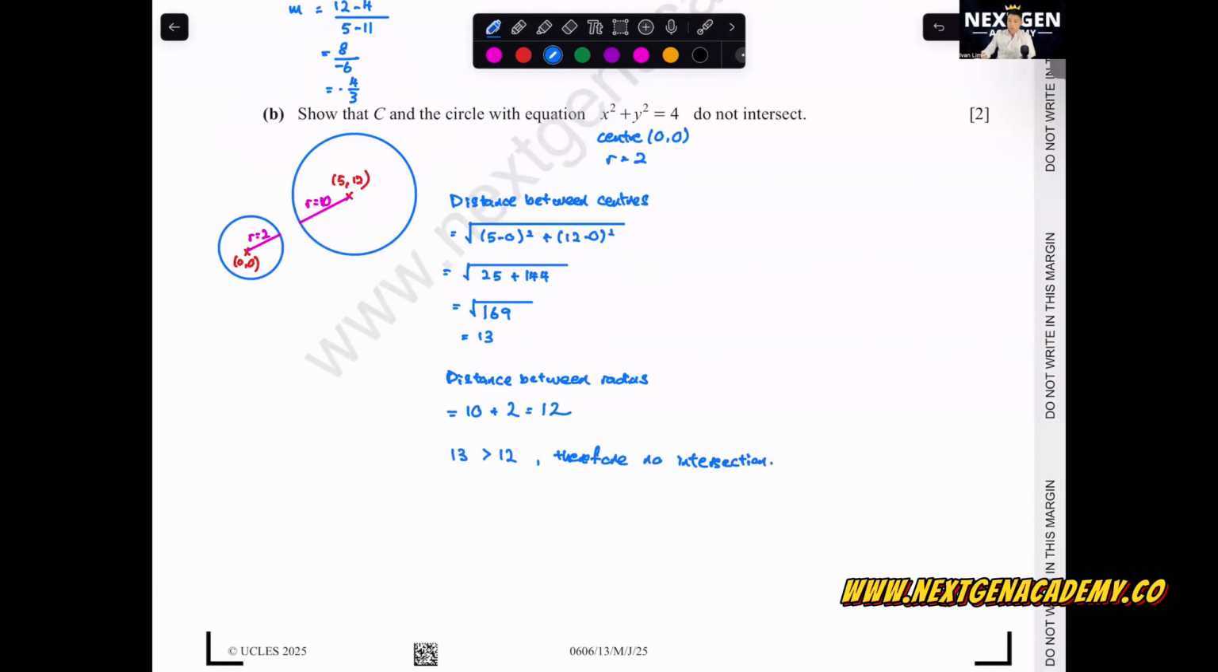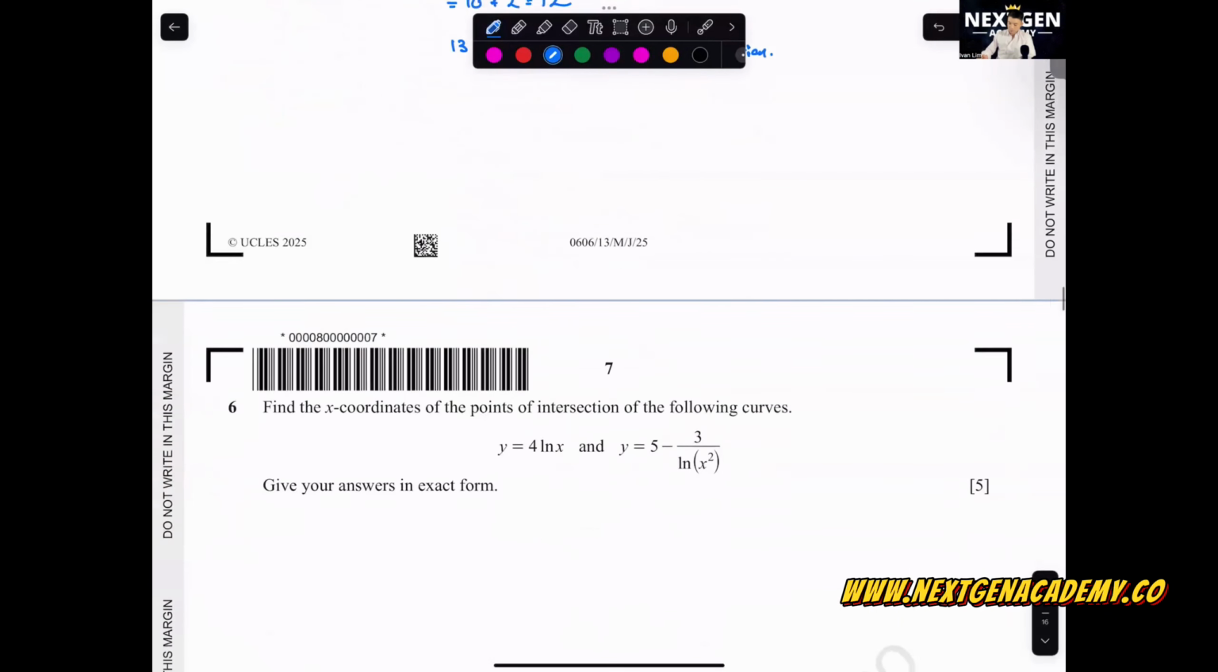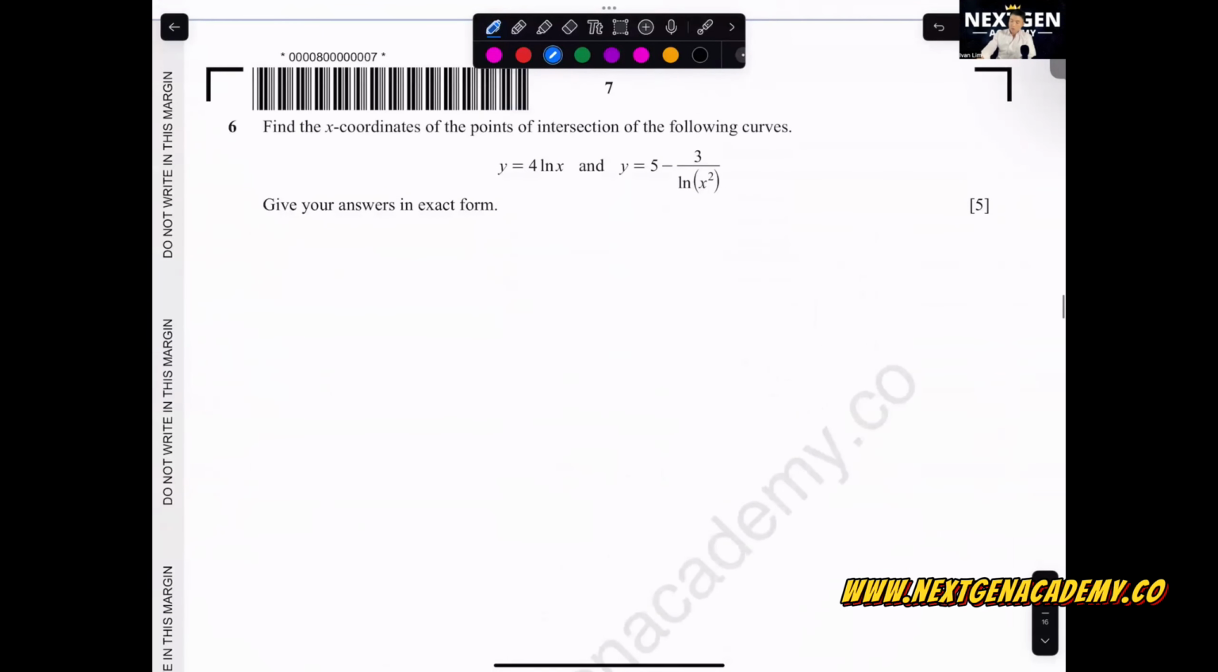Number 6 is another log question. Find the x coordinates of the point of intersection of the following curves. Give your answer in exact form. You have equation 1 and equation 2. Let's substitute both equations into each other. They say give your answer in exact form, that means we want to solve for x. So it's just substituting both of them with each other.